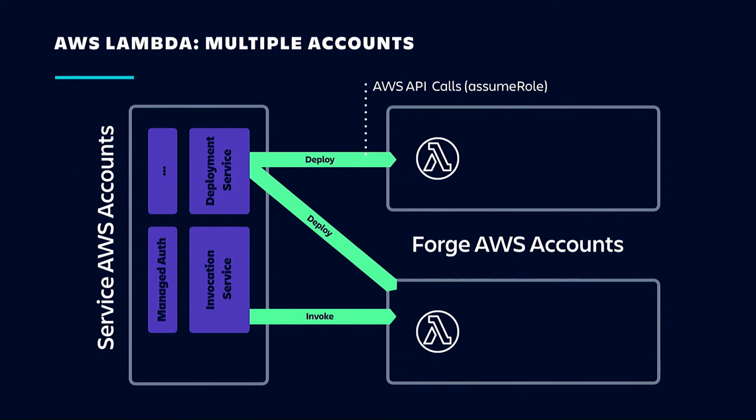We're assuming a role that has only the minimal permissions that we actually need to do that. And given that these accounts are completely separate, not connected with any kind of direct VPC peering or anything else, how do these functions call back to the Atlassian services, for instance, to Jira, Confluence? In order to do that, you have to go through the front door in Forge.